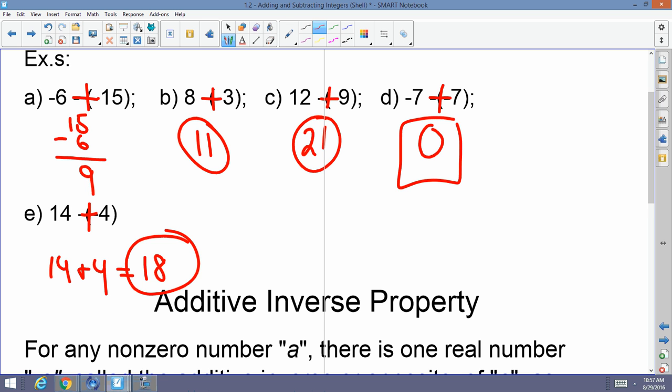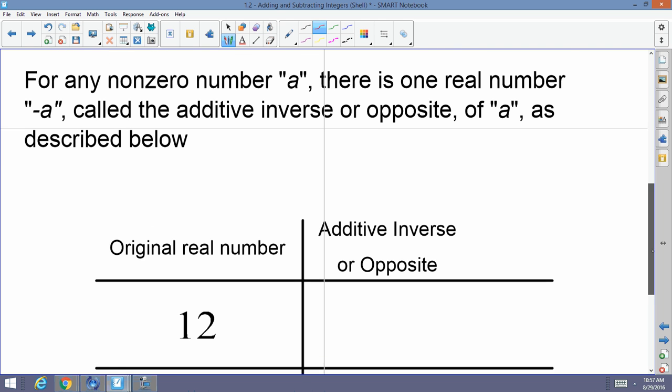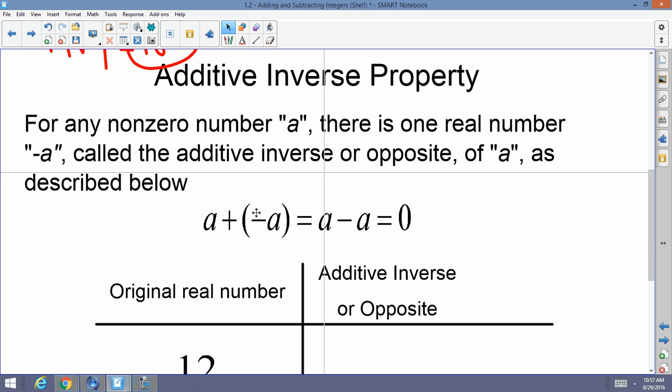Okay, real quick, property. Very important property. A lot of people don't ever really pay attention to this as they're learning in pre-algebra and whatnot, but it's real important, guys. And it's the additive inverse property. It basically states, for any non-zero number A, there is one real number, negative A, called the additive inverse or opposite of A, as described below. Basically what happens is this, gentlemen. A number plus its opposite is 0. So A plus negative A equals A minus A, which equals 0.